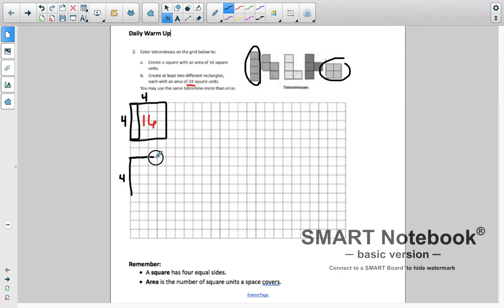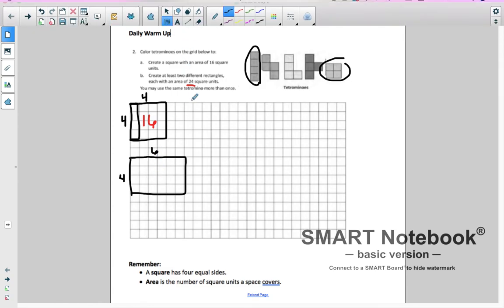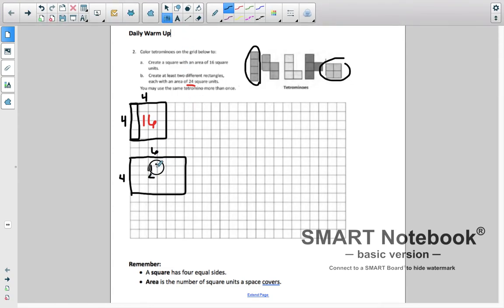1, 2, 3, 4, 5, 6. And I'm going to go down. 4 times 6 equals 24. So that's one of my rectangles. Now another way that I could do this is I could just switch my length and my width around. So instead of having my length 4 and my width 6, now this time I could make my length 6 and my width 4.